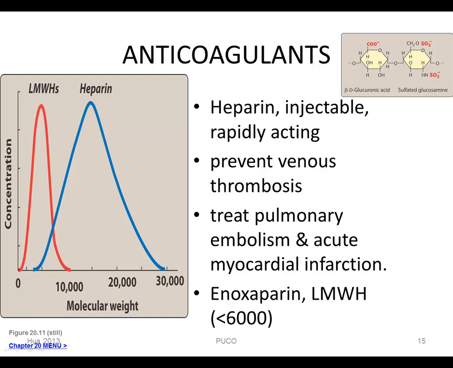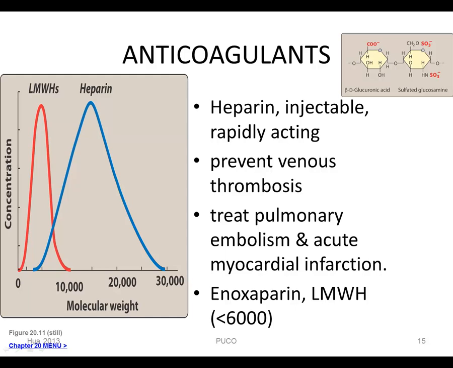Heparin is an injectable, rapidly acting anticoagulant that is often used acutely to interfere with formation of thrombi. Heparin normally occurs as a macromolecular complex with histamine in mast cells, where its physiologic role is unknown.